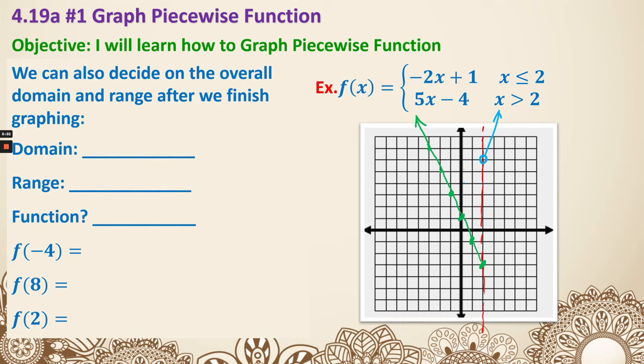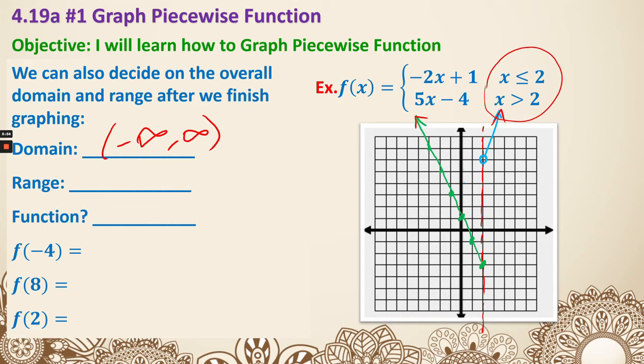So first, you can see my graph is going to the left on this tip and going to the right on that side. So the domain is clearly negative infinity to positive infinity. You can also look at the domain from the function. We have everything covered for less than or equal to 2. We also have everything covered for greater than 2. So that means everything on the x is covered, so negative infinity to positive infinity.